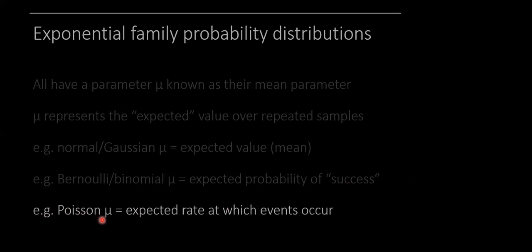And then another final example will be the Poisson distribution, which we use for modeling counts or rates. And here the mean parameter mu represents the expected rate at which events occur. So this mean parameter mu is the key thing that we're going to be trying to model. We want to understand how our independent variables affect the expected outcome under the distribution that we've chosen.